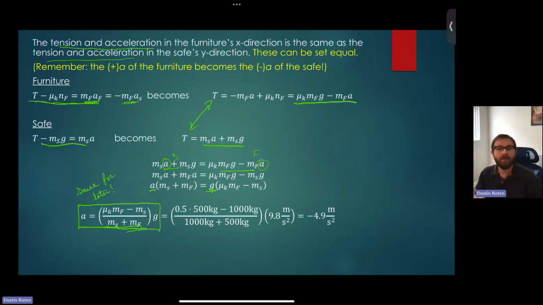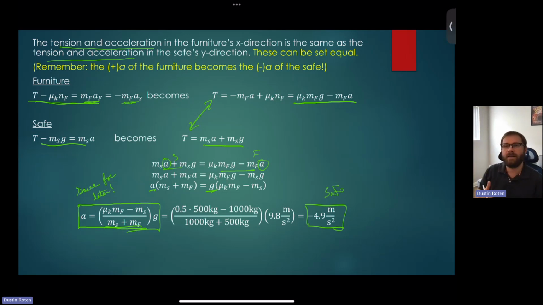Okay, so from here, I've done all the algebra. I've set my tensions equal to each other. I just have to plug in numbers. And it turns out my acceleration of the safe is negative 4.9 meters per second squared.